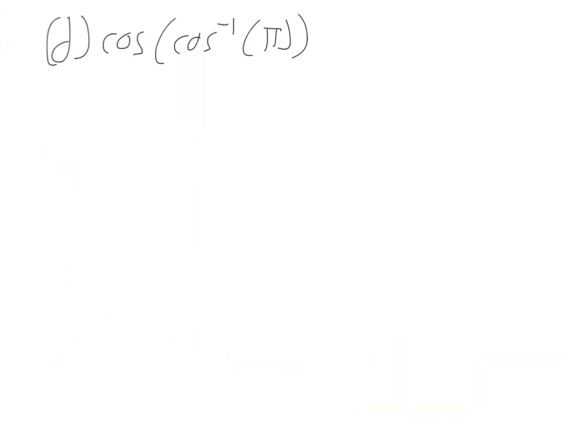So now for part D, we have cosine of cosine inverse of pi. You notice the domain for cosine inverse is from -1 to +1. Since pi is not in that domain, it would be undefined. The reason we just say undefined is that we don't try to find any angle that corresponds with that.